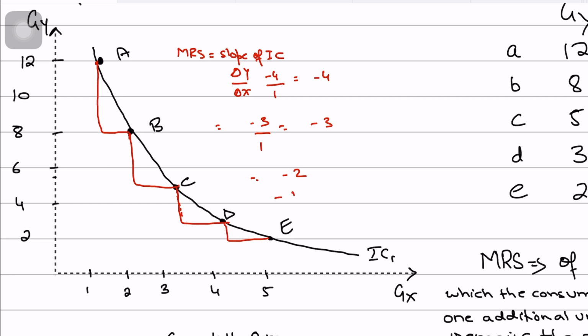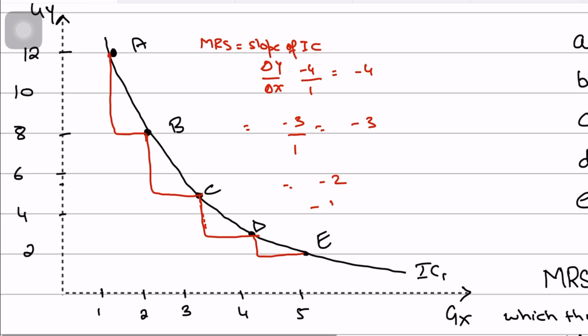So what we see over here is that, as we go down the indifference curve, the slope is getting flatter because you are foregoing less good y each time for one additional x. So as we go down the indifference curve, we are foregoing less y for each additional unit of good x. In other words, we can say that the rate at which we are substituting good x for good y is diminishing and reducing. Hence the word diminishing marginal rate of substitution comes into play.